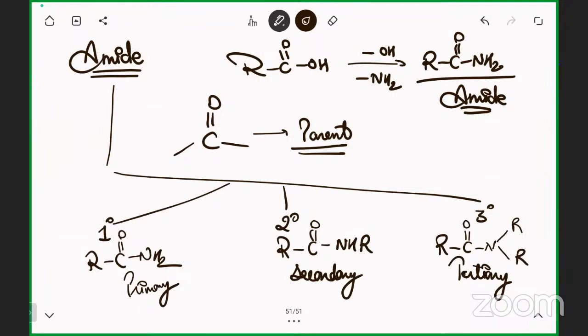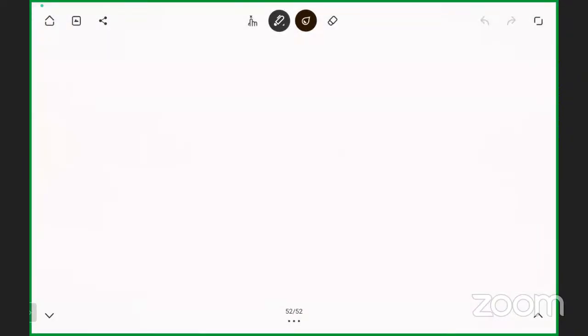Clear? Okay. Let's start with the primary amide.